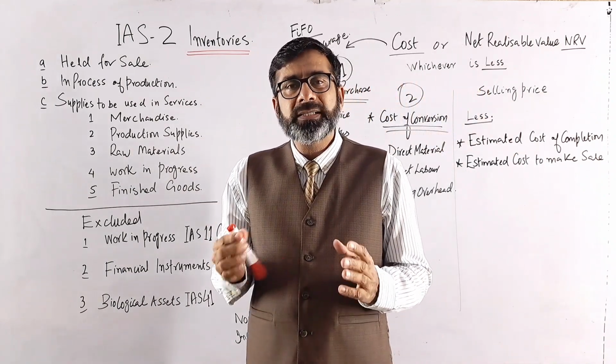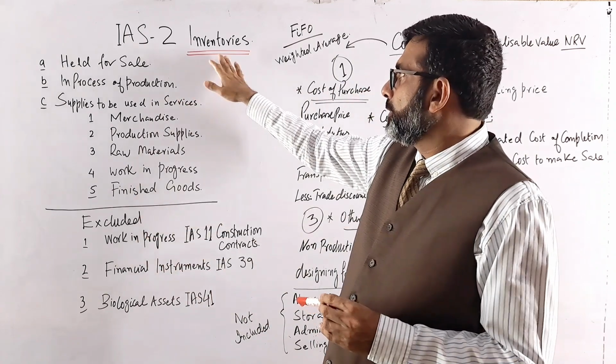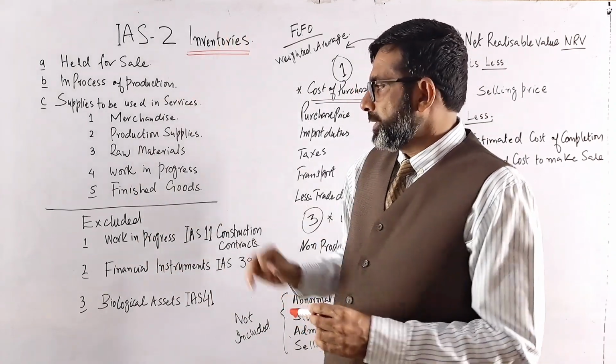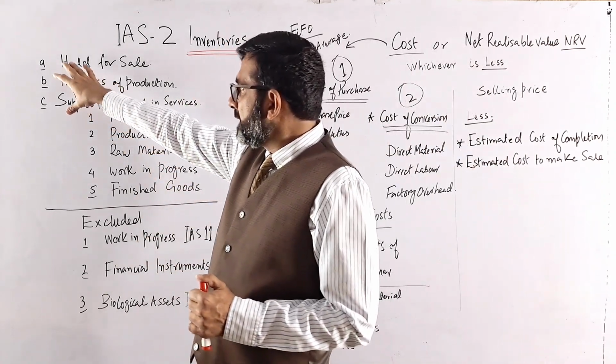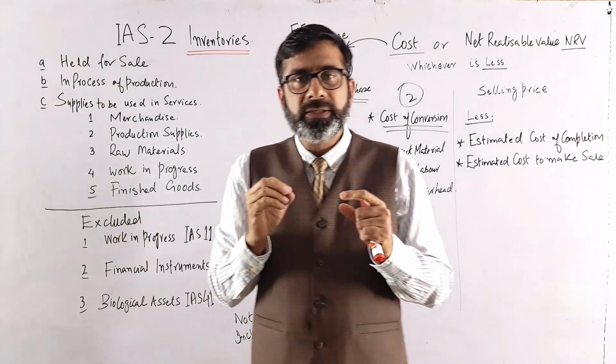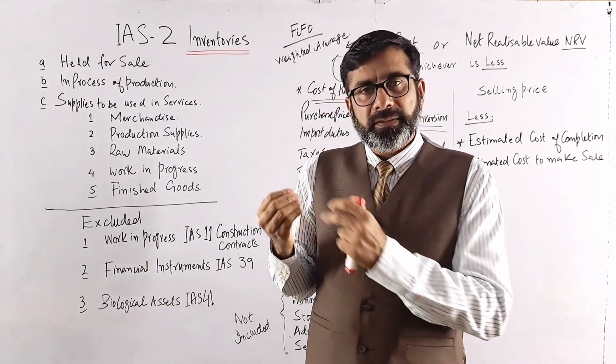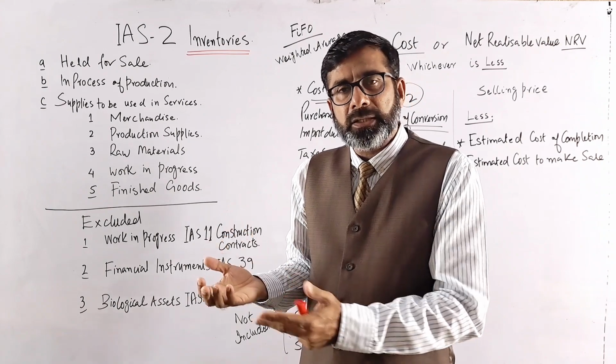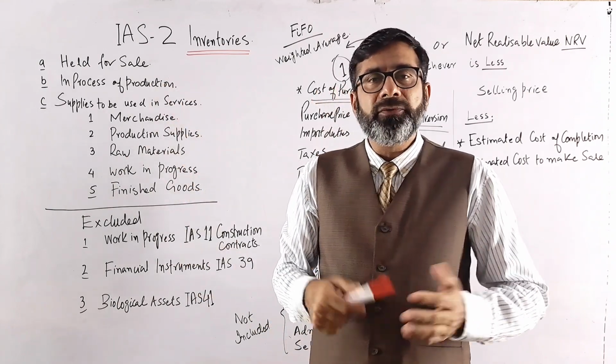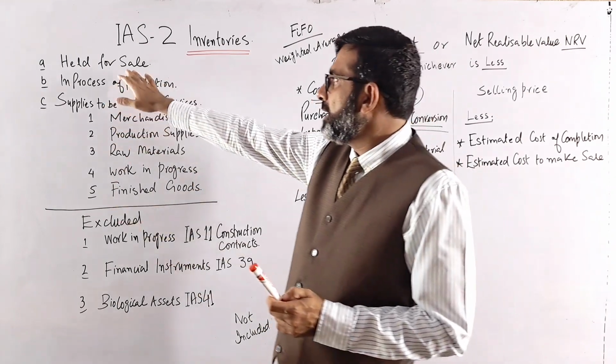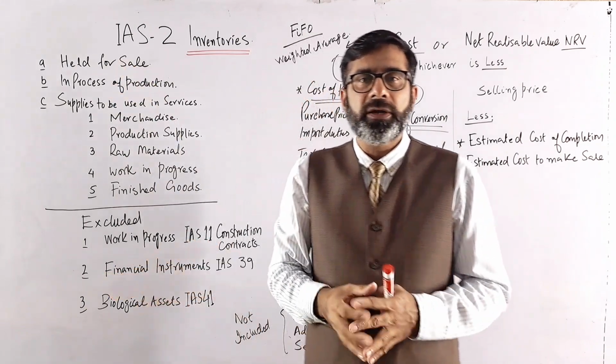First of all, what is International Accounting Standard number 2? It is related to inventories. Now these are the basic three things that we have to consider while discussing the concept of inventory. So what is inventory? Anything which is held for sale in the ordinary course of the business.